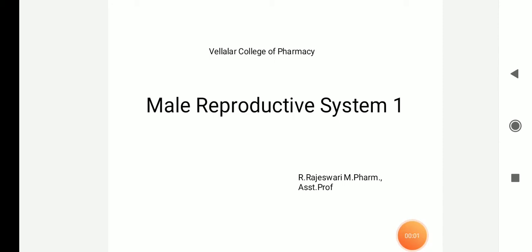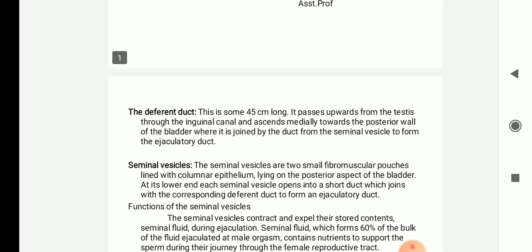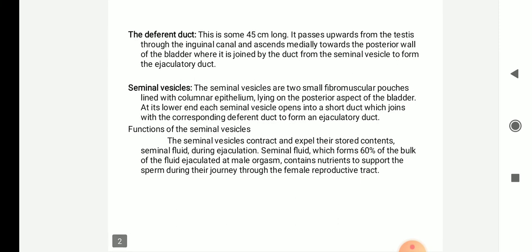Everyone, today let us continue with the male reproductive system. Last class we saw up to the testis, so the remaining organs we are going to see in today's class. The next organ is the vas deferens or deferent duct.